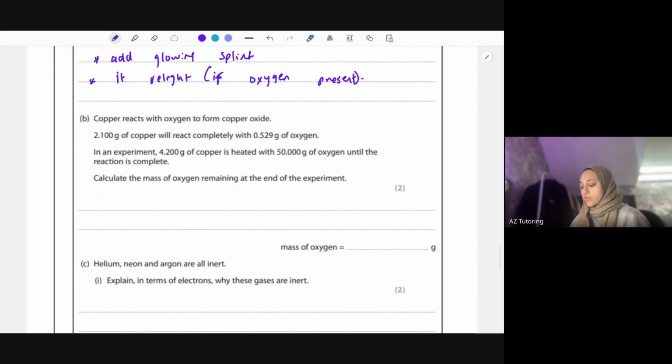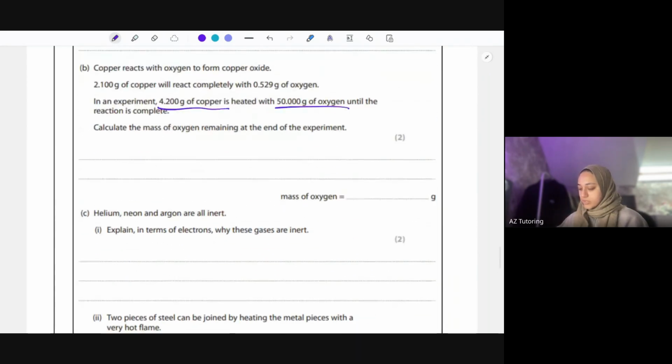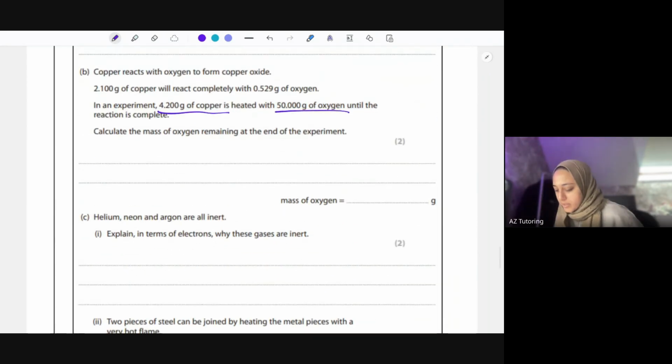Copper reacts with oxygen to form copper oxide. 2.1 grams of copper will react completely with 0.52 grams of oxygen. In an experiment, this much copper is heated with this much oxygen until the reaction is complete. Calculate the mass of the oxygen remaining at the end of the experiment. As you can see, I'm just wary of time and there's quite a few questions. We'll still do it anyway. So 2.1 grams of copper will react completely with 0.52 grams of oxygen. Calculate the mass of oxygen remaining at the end of the experiment.